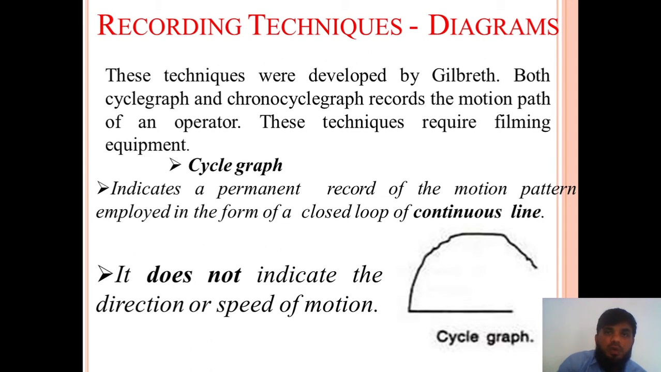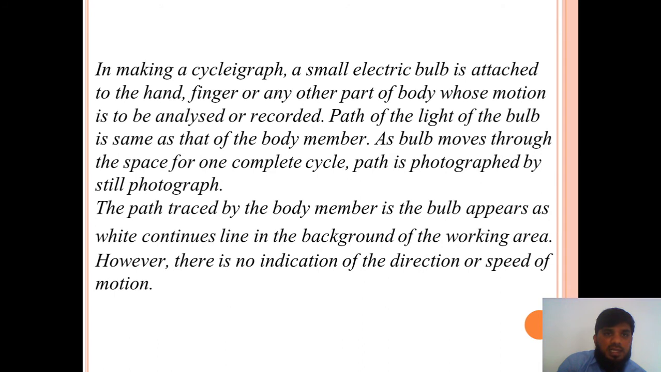Both the cycle graph and the chronocycle graph techniques were developed by a person called Gilbreth. In cyclography, a small electrical bulb is placed on the operator's finger, or any part of the hand or body. When operations are moving fast, as with time-lapse or fast forwarding, some small, minute things will be missed by your eyes.